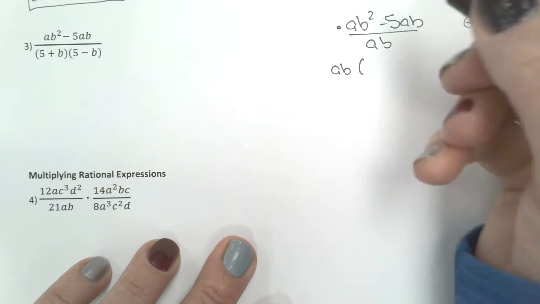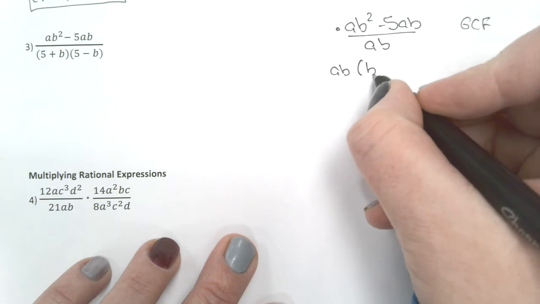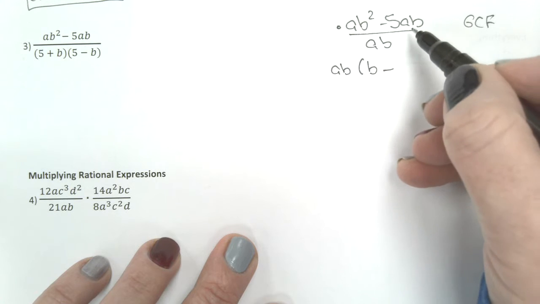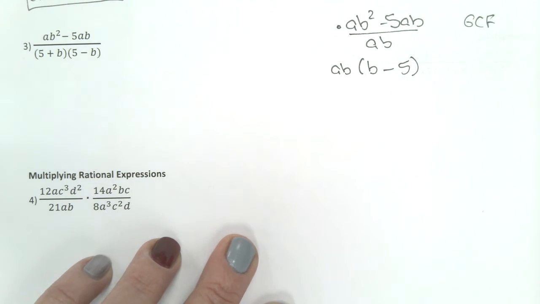And when I do that, A divided by A cancels. B squared divided by B equals B. And then divide the other one. So the AB's cancel out, and I'm just left with that minus 5.